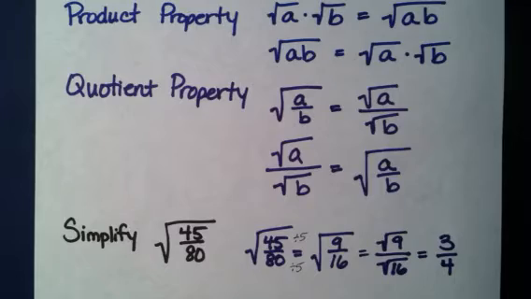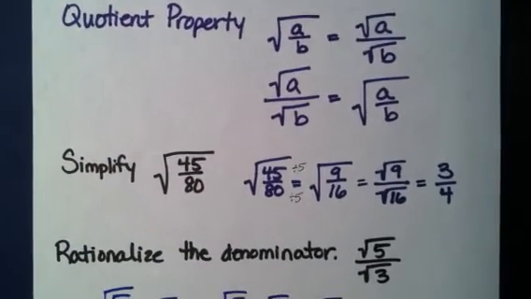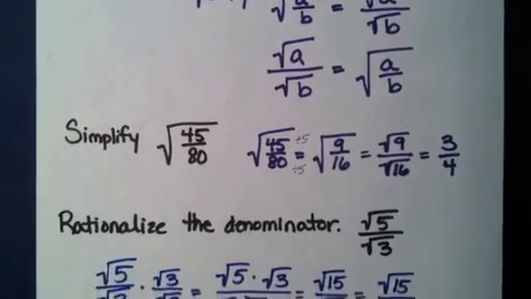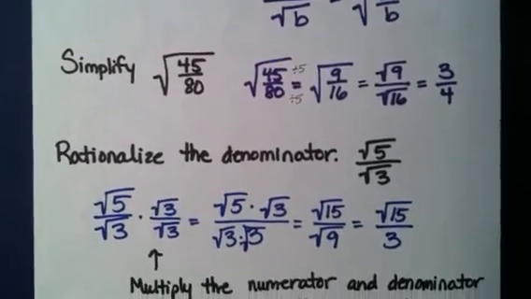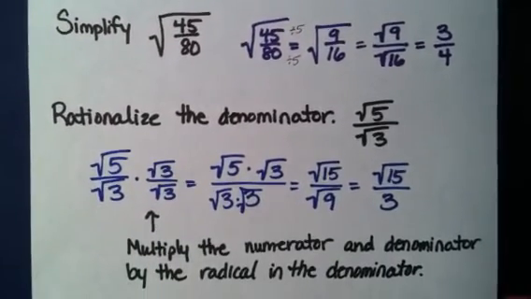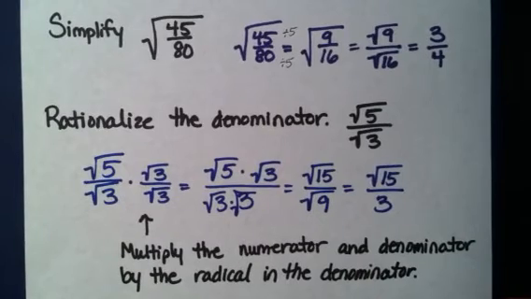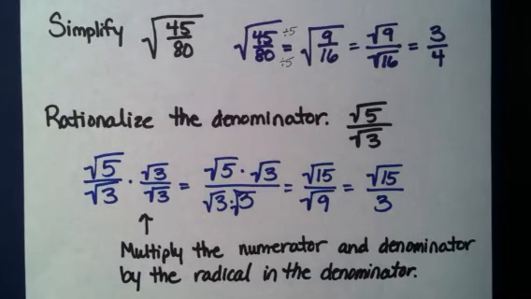Another thing we covered with square roots was that you cannot have a radical in the denominator. When we get rid of that radical, it's called rationalizing the denominator. In our example here, we have the square root of 5 divided by the square root of 3. Typically we would simplify this, however, square root of 5 divided by the square root of 3 is as simplified as we're going to be able to get.